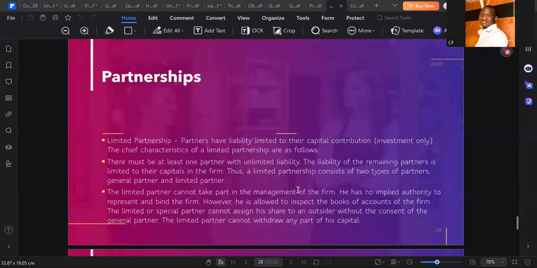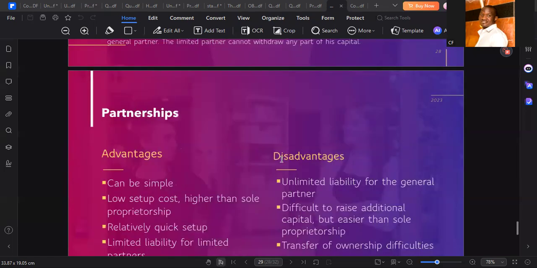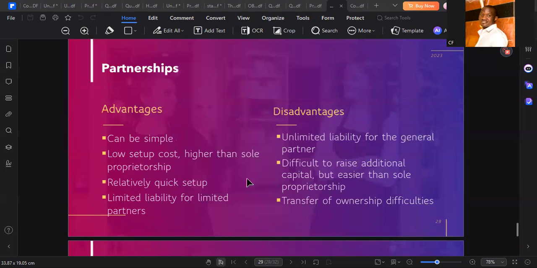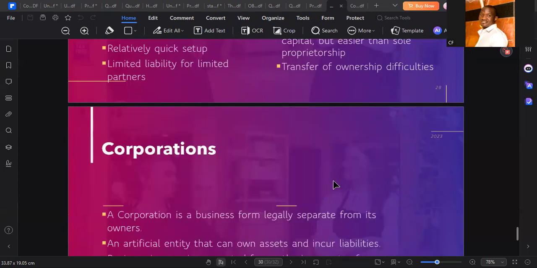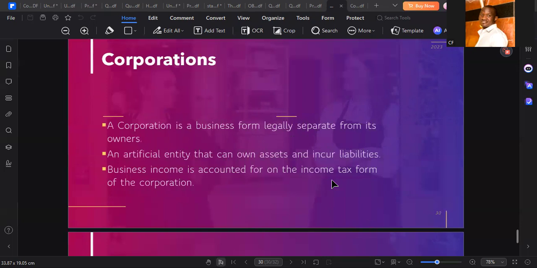Partnerships can also be limited in terms of their capital contribution, such that if there is any liability, only what they contributed is at risk. For professionals like law firms and accountants, they are limited to a number of 20. Advantages are that it's simple to set up, low cost, relatively quick, and liability is limited for the limited partners. Unlimited liability for the general partner is a disadvantage, and it is difficult to raise additional funds except from those within the partnership. And transfer of ownership is difficult, either at entry or death.